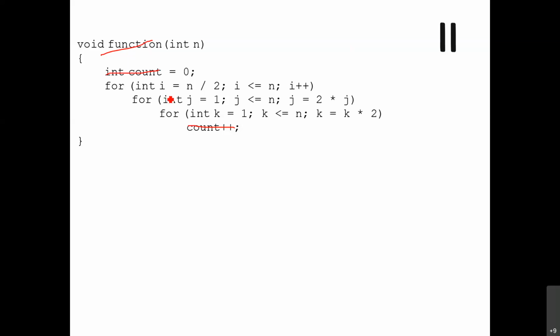Okay, well, as you can see, they're all nested. So like we just said before, you just have to find the complexity of each one of these loops and just multiply them together.